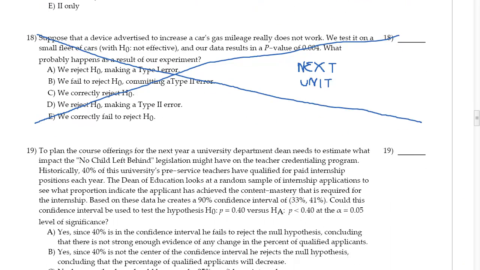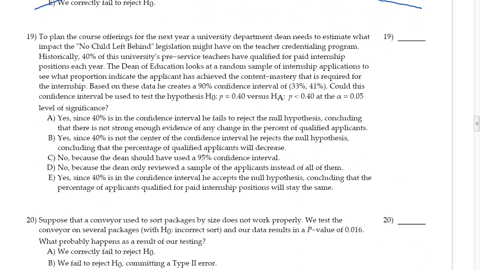As you can see, I've already crossed out 18. This is a little bit deeper problem with the type 1 and type 2 errors, and so we're not going to use this. We're going to save this for chapter 21. I don't know how this little problem snuck in there, but we're not going to worry about it. So that brings us to 19.